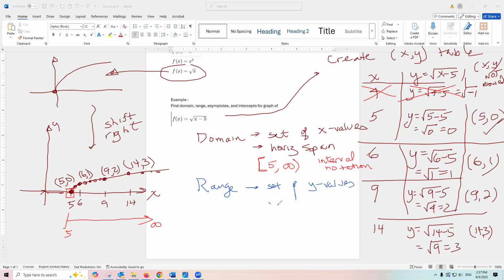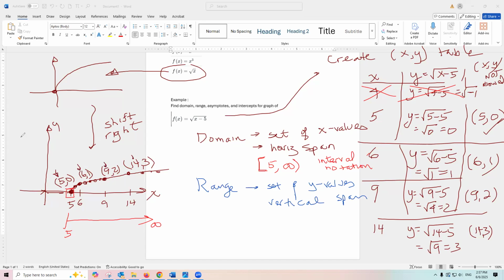For that, you're thinking about the vertical span. So how far is this graph going, up or down? Well, when we did domain a minute ago, we noticed that the smallest x value was 5, and then the x values just kept getting bigger and bigger. So that's why we said the domain is 5 comma infinity.